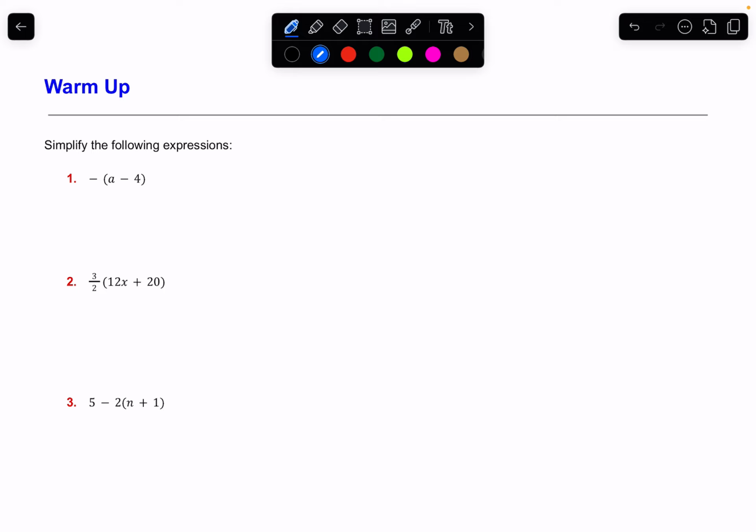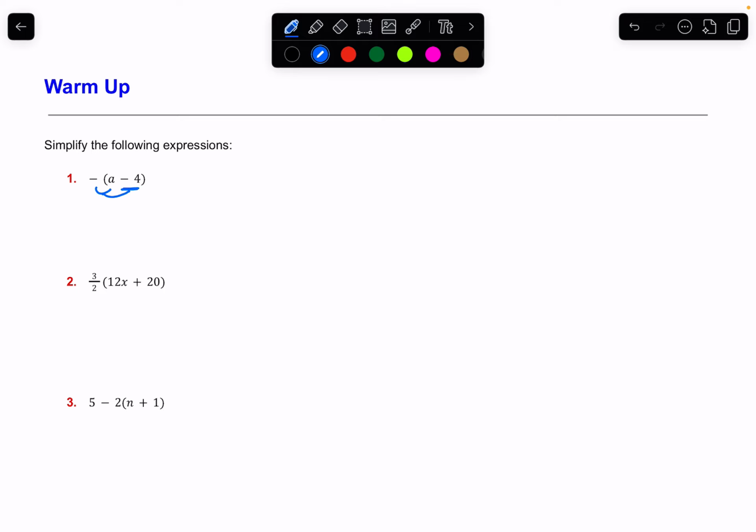Okay, hopefully you paused. So for number 1, we are going to take this negative sign, distribute it to the a and to this -4. A negative sign times an a. Remember when I say a negative sign, really I mean a -1. So that's going to give us -1a, or I can just write -a. And when I distribute the negative sign to the -4, I'm going to get +4 out of it because those negatives will cancel.